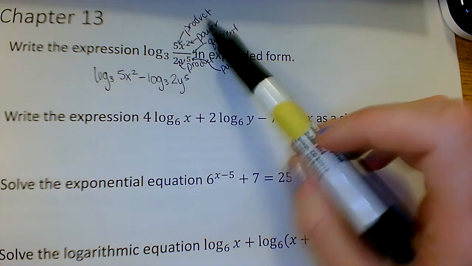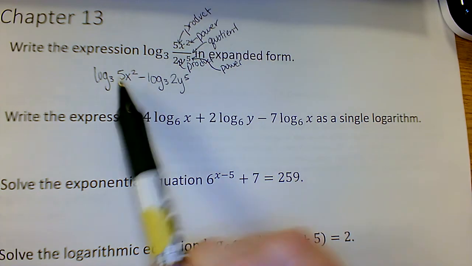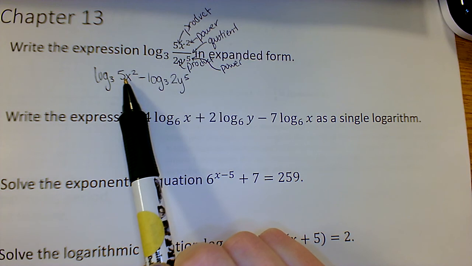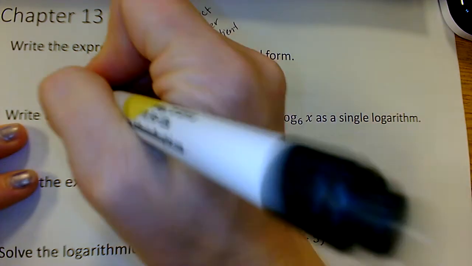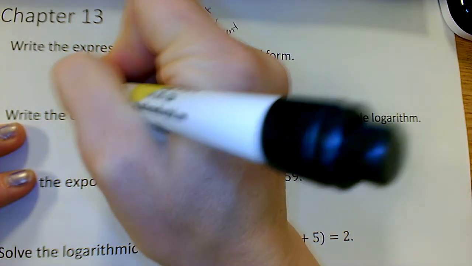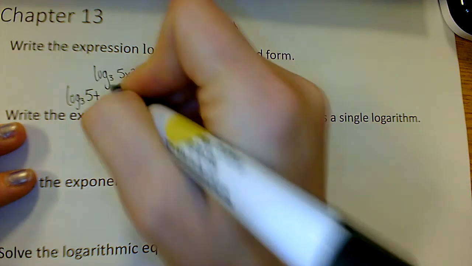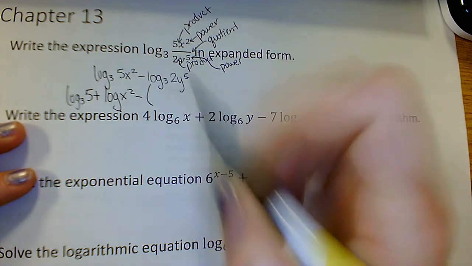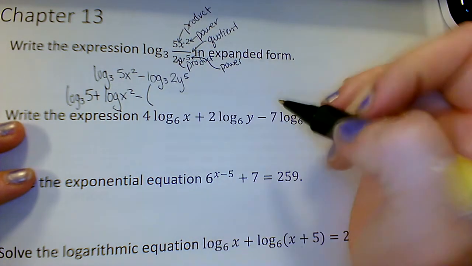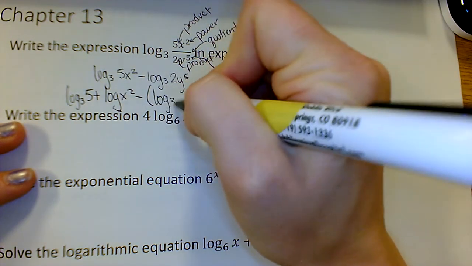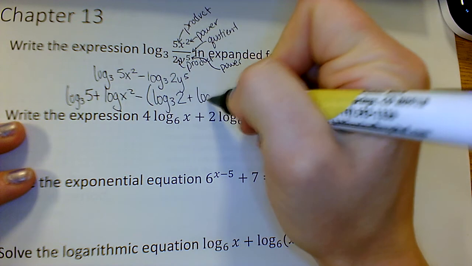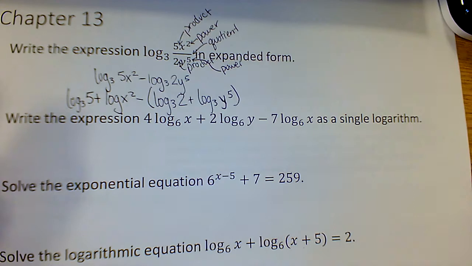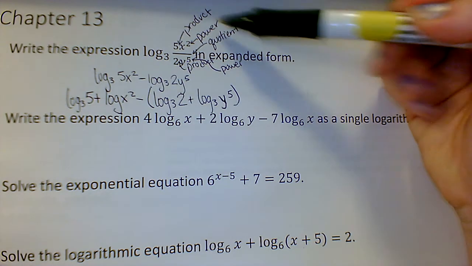Cool, so we took care of that quotient rule, and then I'm going to take care of the product rules all at the same time, so there's multiplication going on here, and when we split that into 2 different logs, it'll turn into addition. So I'm going to say log 3 5 plus log x squared minus, and then do the same thing over here. That multiplication will turn into addition when we separate it. Okay, and then the only thing we haven't taken care of from our list up here are those power rules.